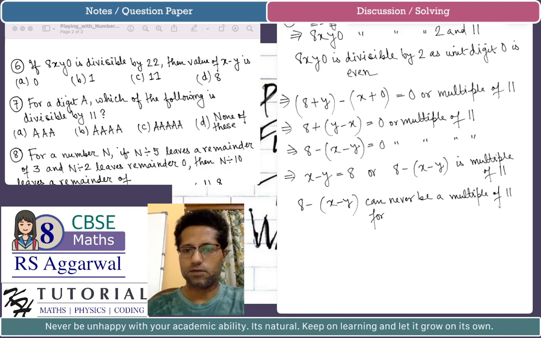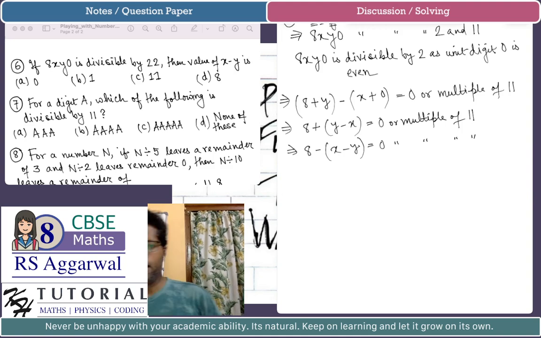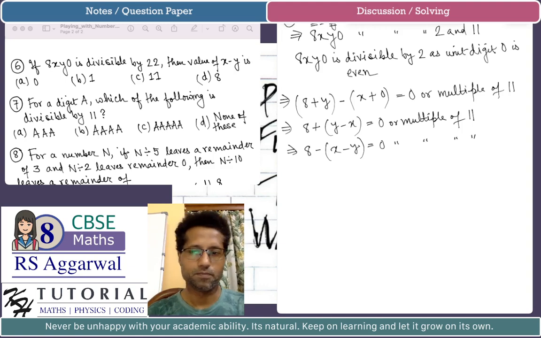Instead of applying the logic this way, let's do it like this. We must have that 8 minus x minus y equals 0, or 8 minus x minus y must be a multiple of 11. Now we can clearly see that if x minus y is equal to 8, then 8 minus x minus y is equal to 0. So the value of x minus y as 8 is a possible choice.